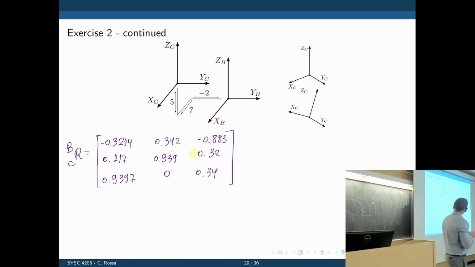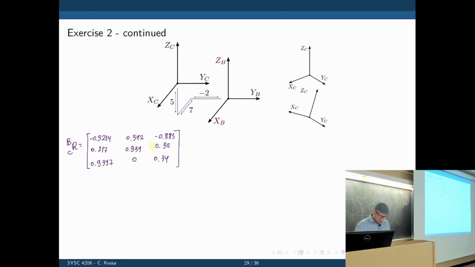But that's not what we want. That's just one part of the problem. What we want is to express a point that was measured in this frame with respect to frame B. What else do we need to know? Well, we need to construct the homogeneous transformation from it, because the homogeneous transformation also accounts for the translation. What is the homogeneous transformation? It's called T from C to B.